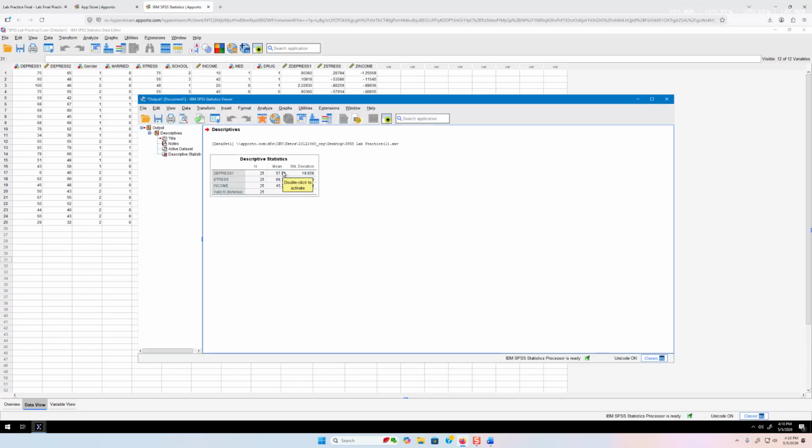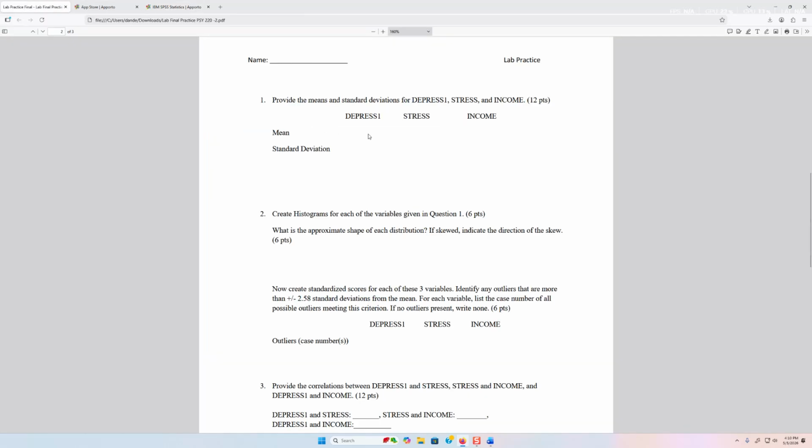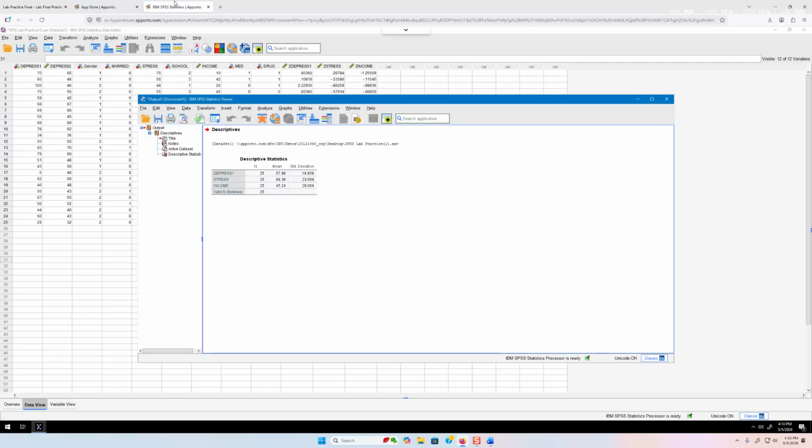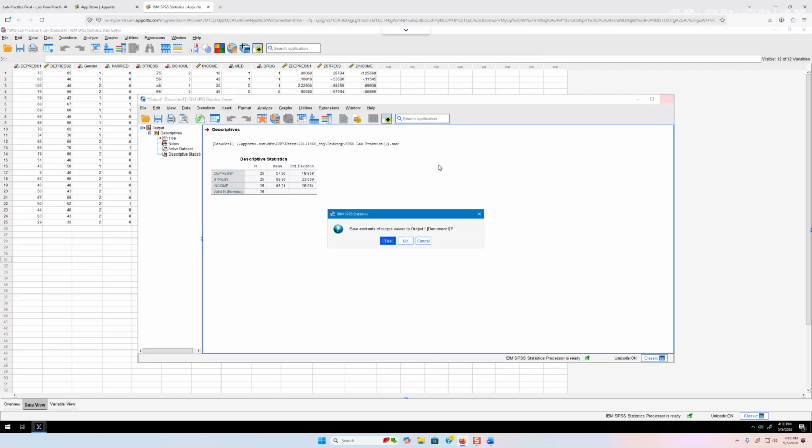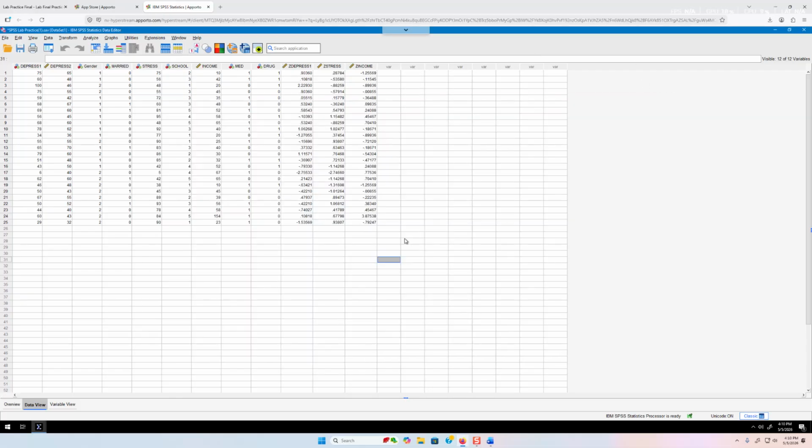Here are our means for depression, standard deviation, stress, and income. So you're just going to copy these onto the sheet. For problem 1, copy it here. And then see problem 2, where it's talking about outliers here. You're going to be able to look at the z-scores for the outliers. So we're going to get to that shortly. So problem 1 is done.